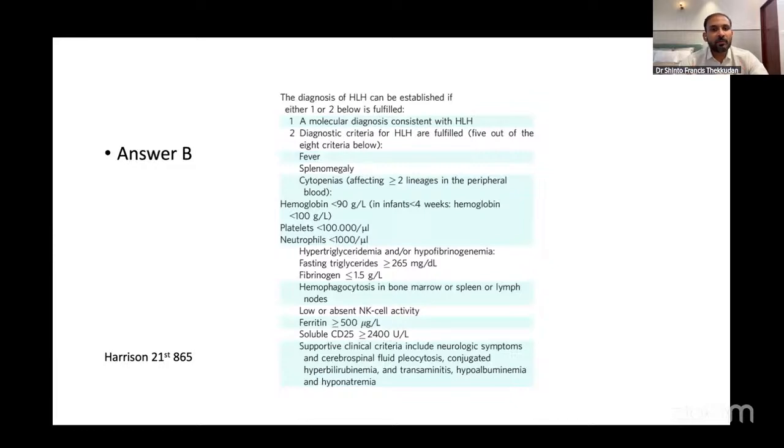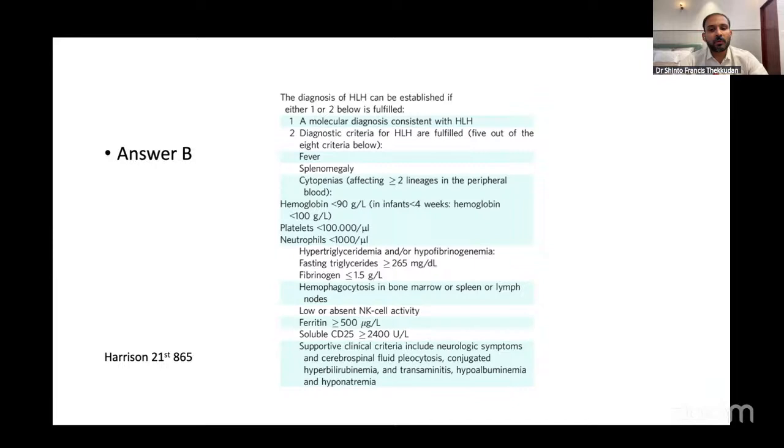So HLH, the diagnostic criteria you all know: either a molecular diagnosis consistent with HLH, especially inherited HLH, or clinical criteria, which include 5 out of 8. Fever, splenomegaly, cytopenias in at least 2 lineages: hemoglobin less than 9, or in infants less than 10, platelets less than 1 lakh, neutrophils less than 1,000. Hypertriglyceridemia or hypofibrinogenemia: fasting triglyceride more than or equal to 265, and fibrinogen less than or equal to 150 mg/dL. And hemophagocytosis documented in the tissue.